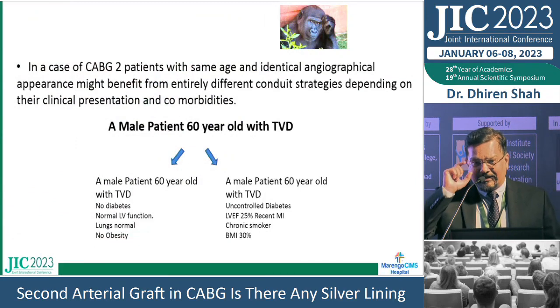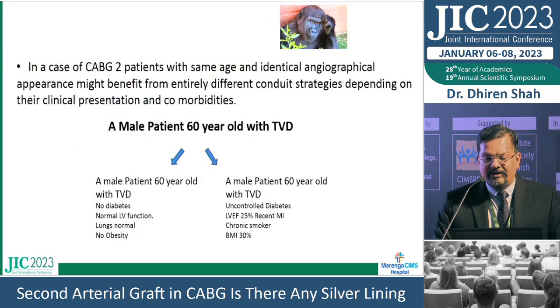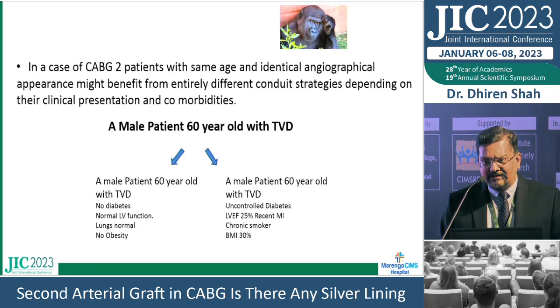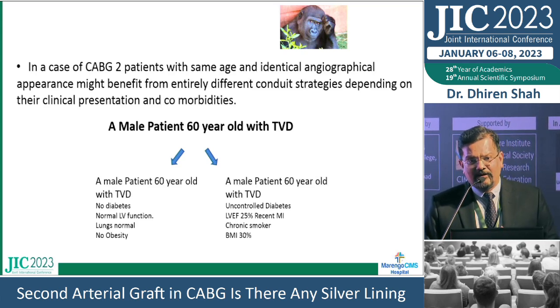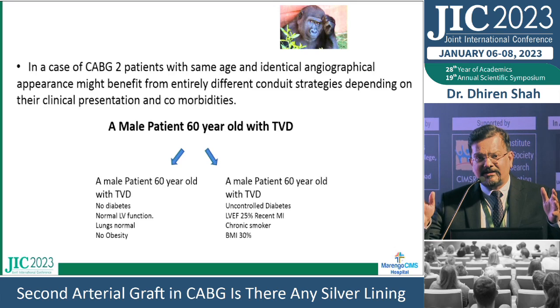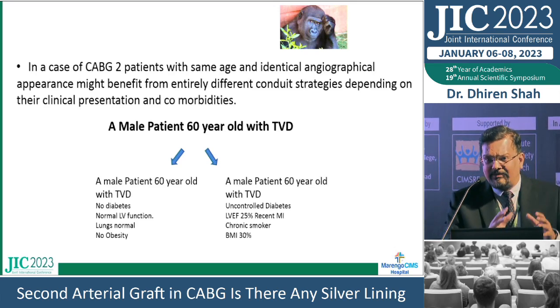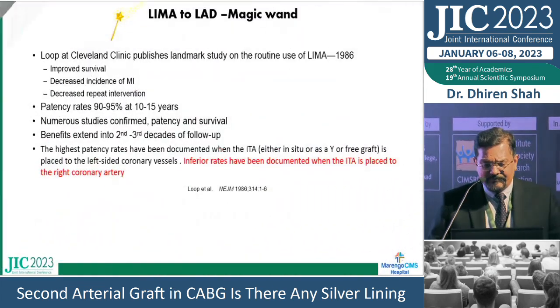And last, a very important issue that is coming up in recent times is the financials. So let us consider a case, a male patient 60 years old with TVD. Now there can be two categories of patient. One patient has no diabetes, normal LV function, normal lungs, no obesity. Whereas there is another 60-year-old patient having uncontrolled diabetes, 25% EF, chronic smoker, and BMI of 30. So when you are treating these two patients, your strategy, your management will be totally different, and you have to decide based on the profile of the patient.